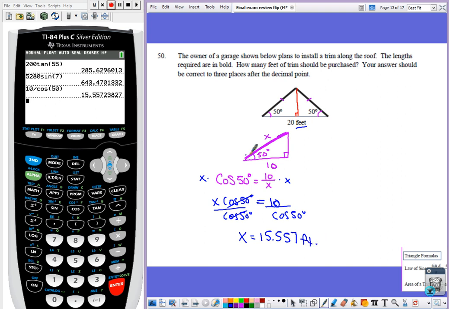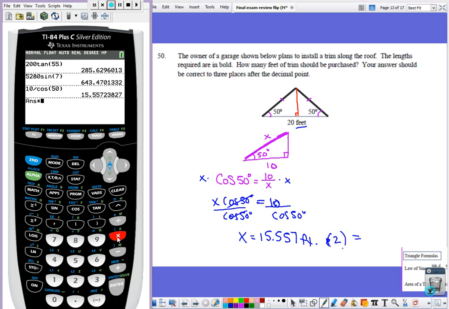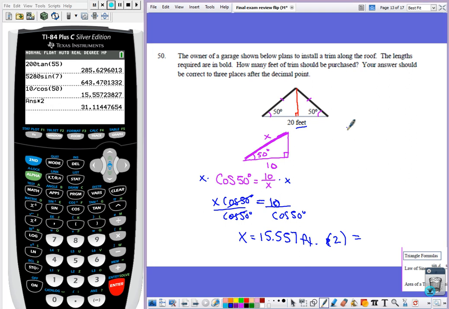Now, what I just found was this length right here, 15.557. But if I want to find the total length of the roof, I would need to double that. Times 2, and we get a total of how many feet of trim should be purchased? You should purchase 31.114 feet of trim.